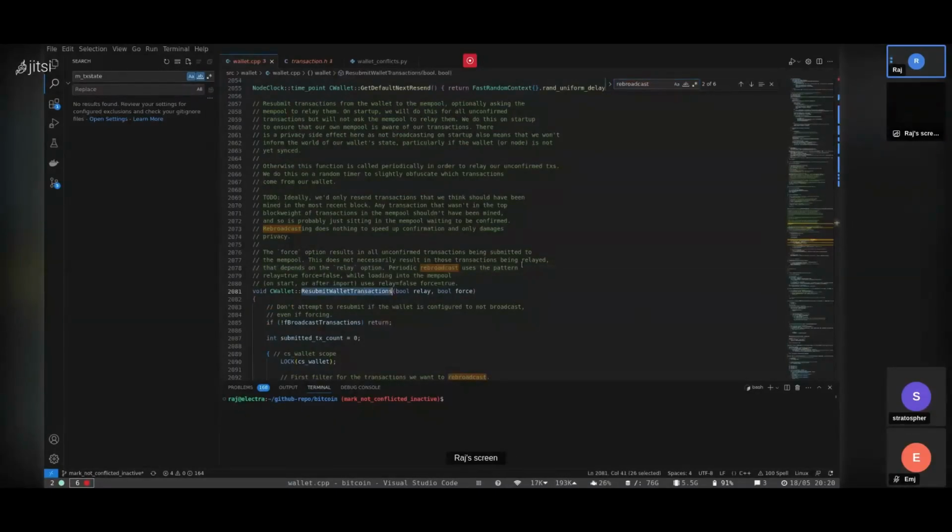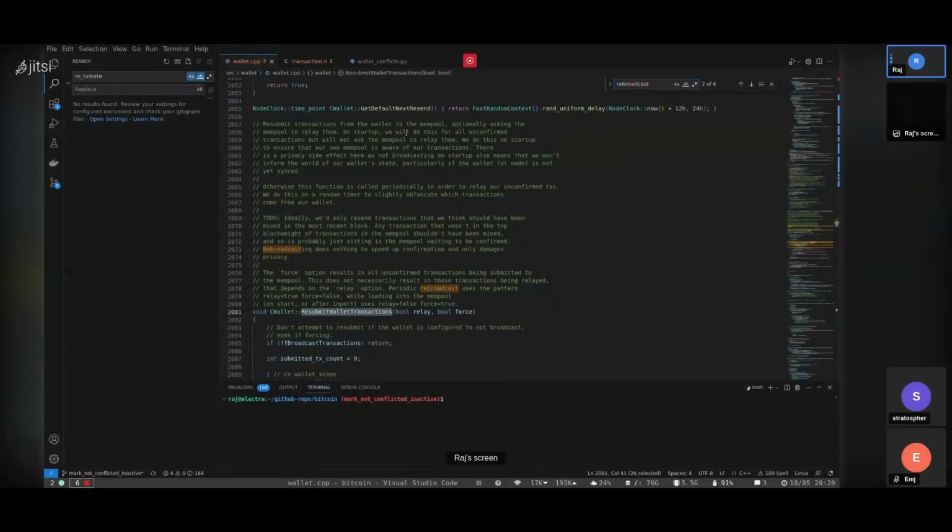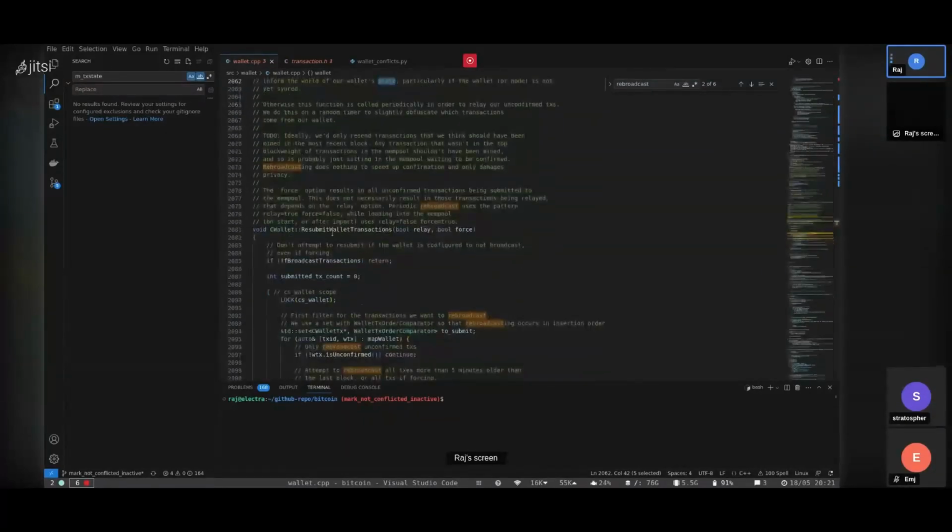Resubmit wallet transaction. Optionally asking the mempool to relay them on startup will do this for all unconfirmed transactions, but will not ask the mempool to relay them. We do this on startup to ensure that our own mempool is aware of our transaction. There is a privacy side effect where not rebroadcasting on startup also means that we won't inform the world about our transactions. Okay, so this is resubmit wallet transaction.